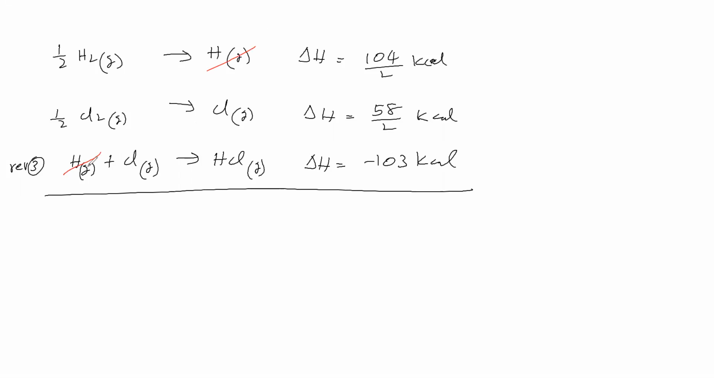Hydrogen atom in gaseous state getting cancelled, chlorine atom in gaseous state getting cancelled. So what we are getting is H2 gas plus Cl2 gas gives HCl gas. Let us add all the delta H values. We will get the required delta H, that is minus 22 kilocalories.